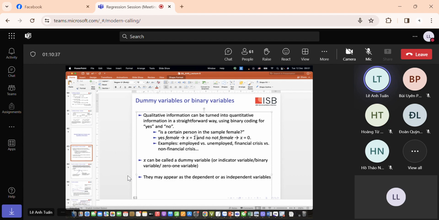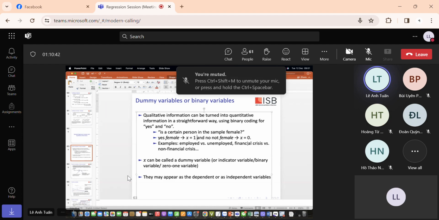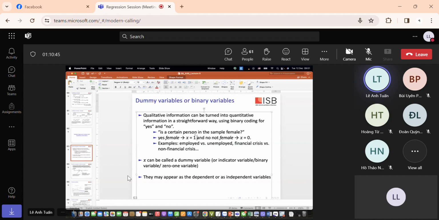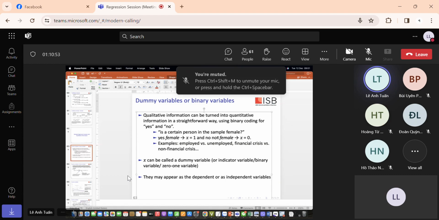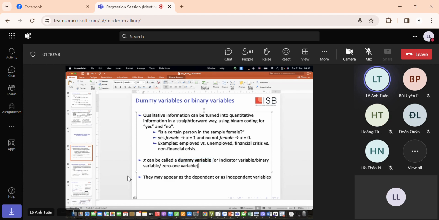Another example is employed or unemployed, or financial firms and non-financial firms. The way you code here, you code the variable equal to one if a person is female, and equal to zero if not female, that means male. We call it a dummy variable, or indicator variable, or binary variable, or 0-1 variable, because it only has two values, 0 or 1.